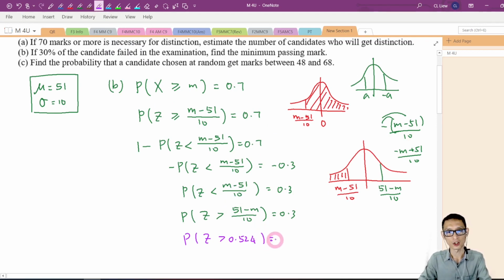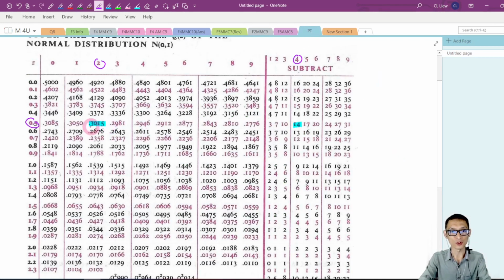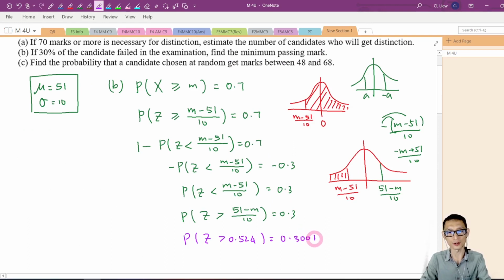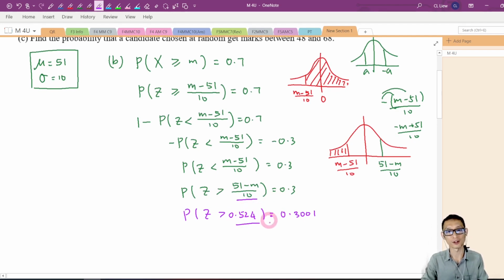0.524. Okay, but it's actually not equal to 0.3. It's actually equal to 0.3001. But it's okay, since we cannot get exactly the value that we want, so we just find a value that is very near to it. So this is equal to this. So we compare these two. Even though this is slightly different, we still can use it.